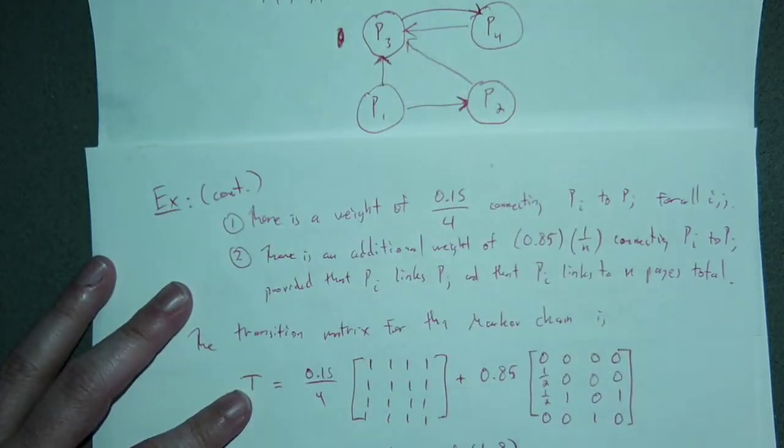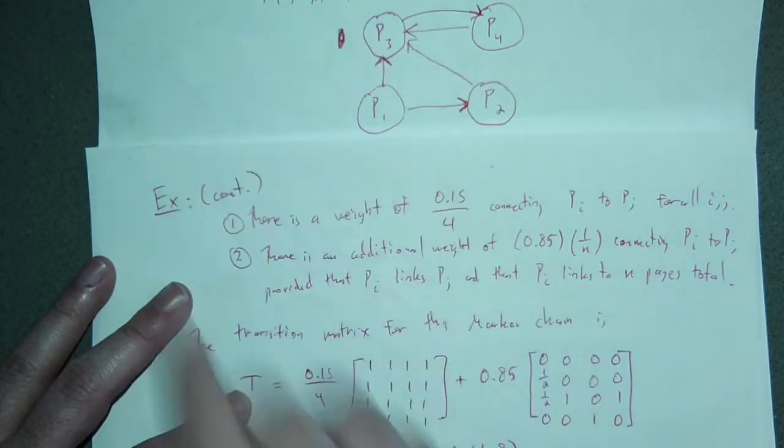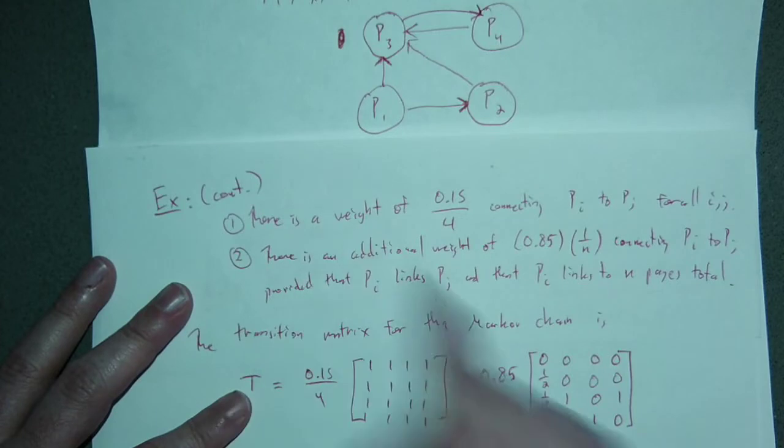Lastly, for the row associated to page 4, page 4 only gets linked to by a single page, and that's page 3. That's why I have an entry here in the third column. Okay, so that's how it goes.